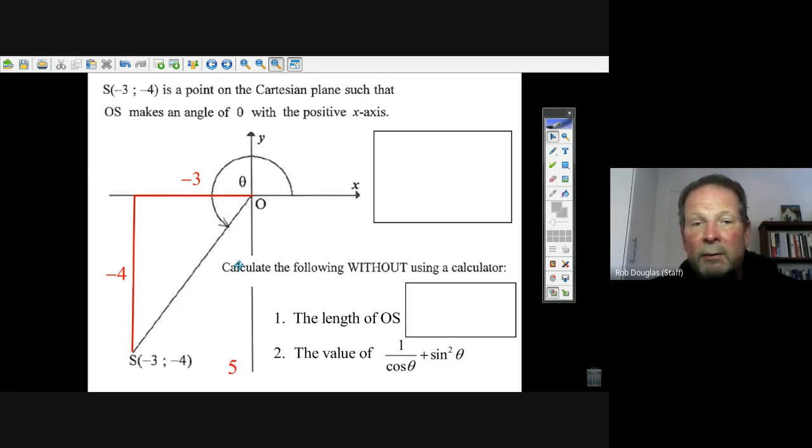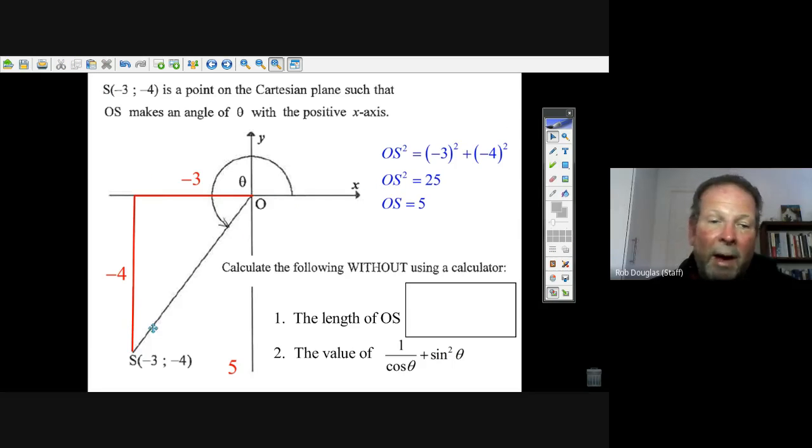That's why we're going to use Pythagoras, because it says calculate without using a calculator the length of OS. Well, this distance is 3, and this distance is 4. We can use Pythagoras to figure it out. OS squared equals -3 squared plus -4 squared. It's the same as 3 squared. It's going to be 9 plus 16, which is 25. If you square root it, we get the distance OS, which is 5. Well, there we go. We answered the first question.